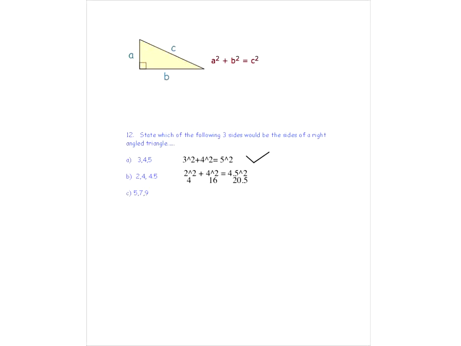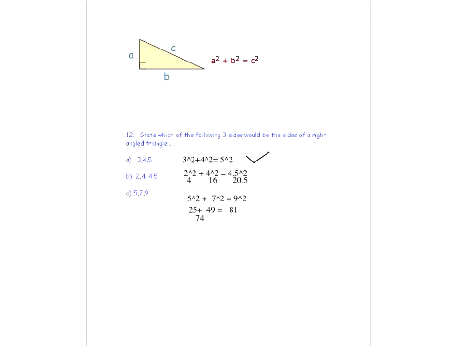Let's try the next one. 5 squared plus 7 squared. Does that equal 9 squared? Okay. Well, 5 squared is going to be 25 plus 49. Is that going to equal 81? And the answer is going to be no, because we add together 25 and 49, that's going to give us 74. 74 does not equal 81.